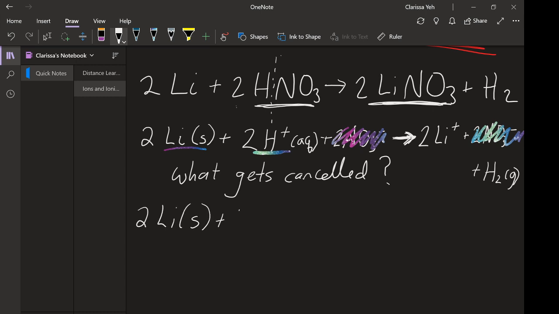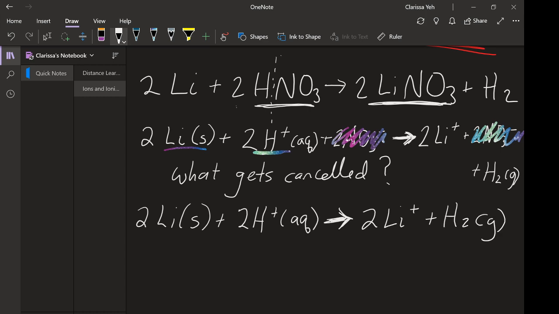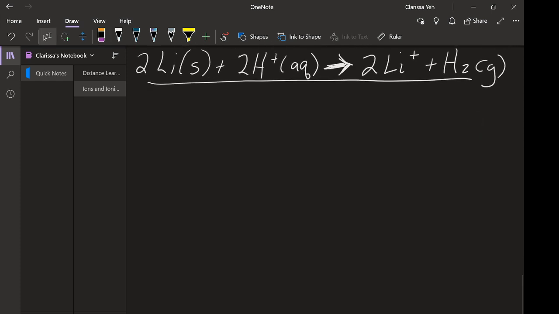And then the final step, once again, is just to rewrite this out without the cancelled ions. And then that's it. Okay. So, next one.